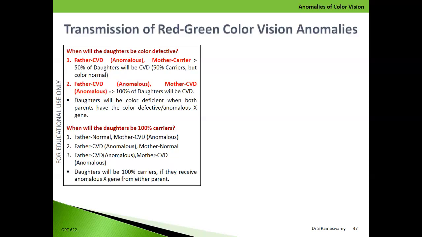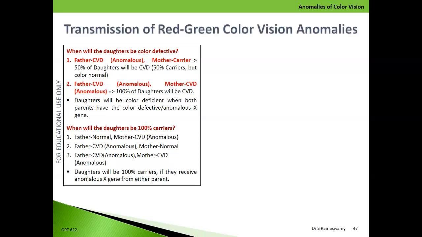Okay, and the other 50% will be carriers but will display normal color vision. Similarly, if the dad is anomalous and the mother is color defective, the last case scenario, then 100% of the daughters will be color defective. So bottom line, a daughter will be color deficient or color defective when both parents have the anomalous X gene.